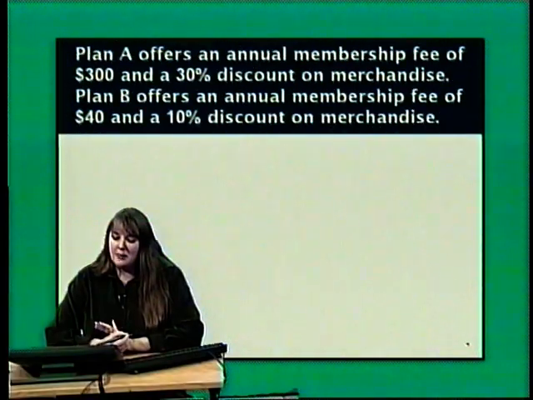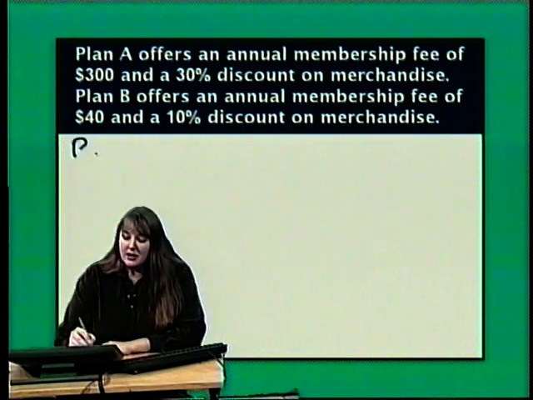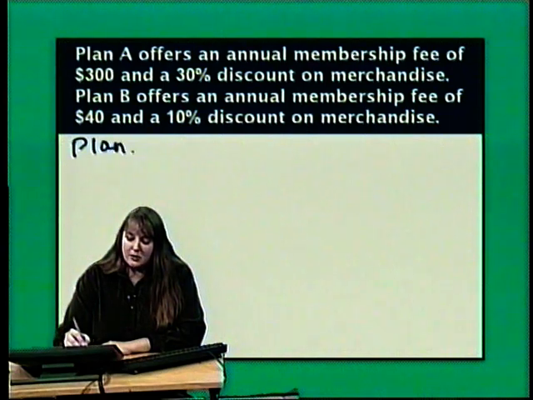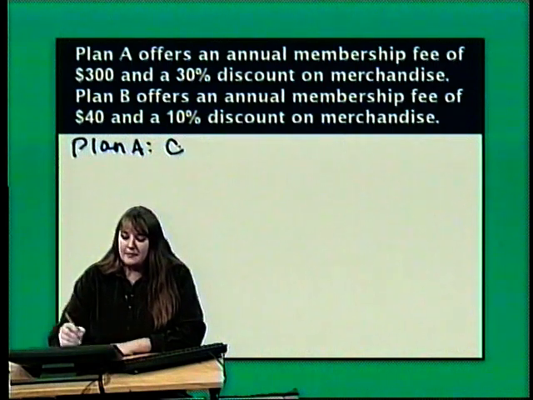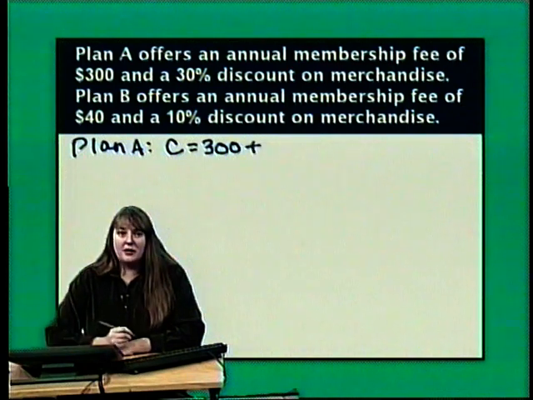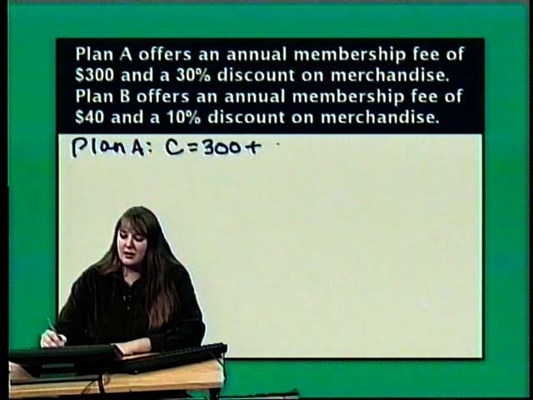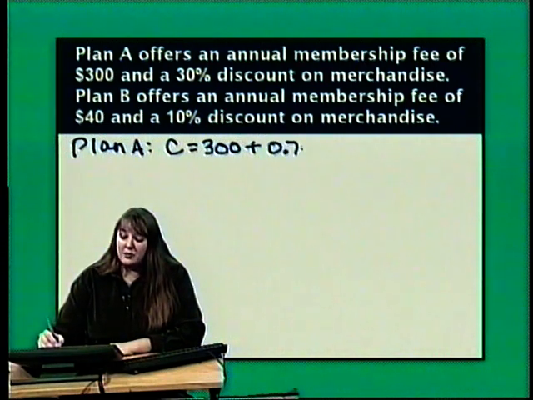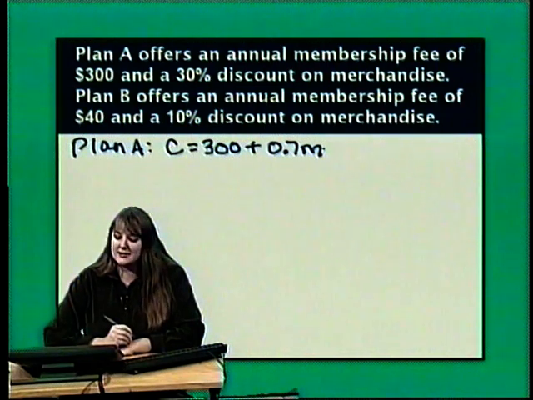So going back to our problem statement, Plan A offers an annual membership fee of $300 and a 30% discount on merchandise. So if we're looking for the total cost, we called that C, of Plan A, well, we start with the $300 membership fee, and then we get a 30% discount on merchandise. A 30% discount means we're going to be paying 70% of the non-discounted price. 70% in decimal form is 0.7. So I'm going to take 0.7 and multiply it by M. That was the variable for the amount of non-discounted merchandise.